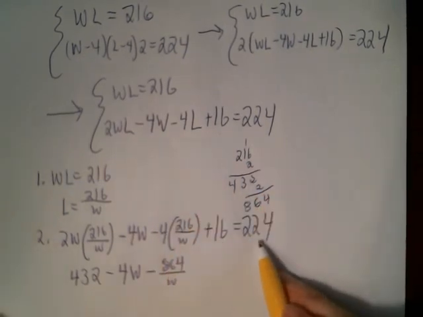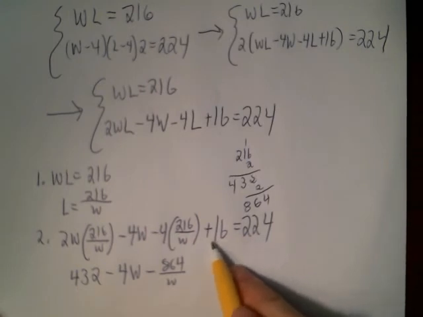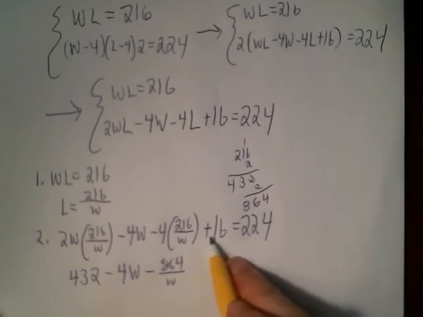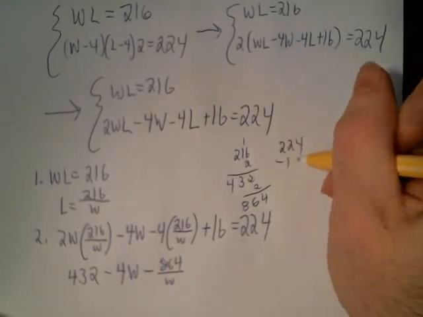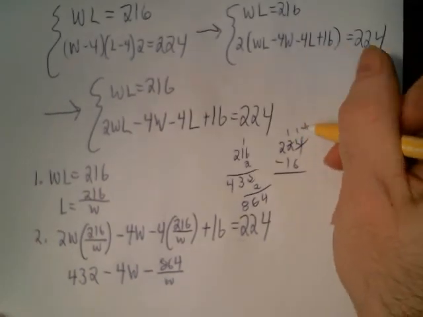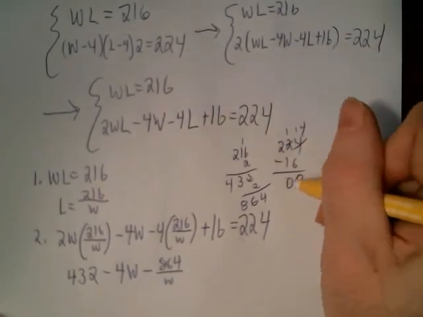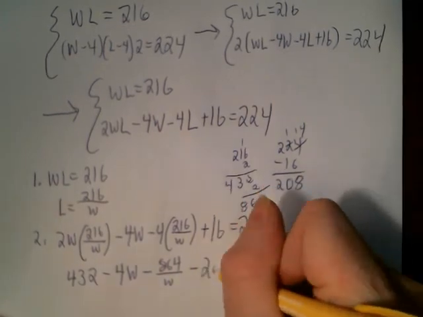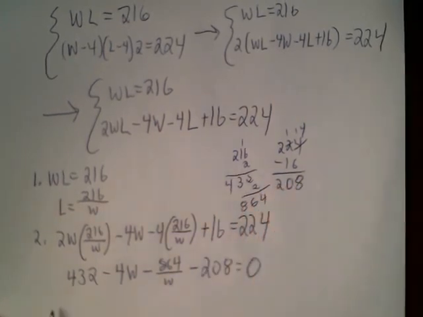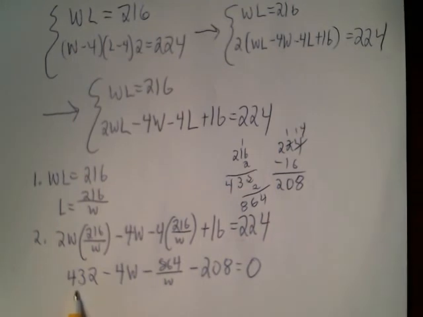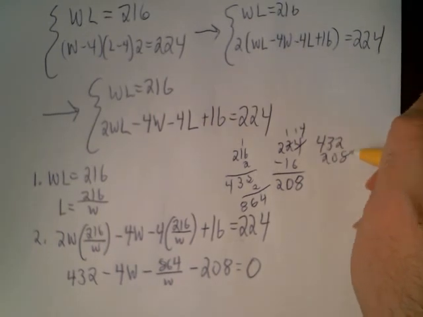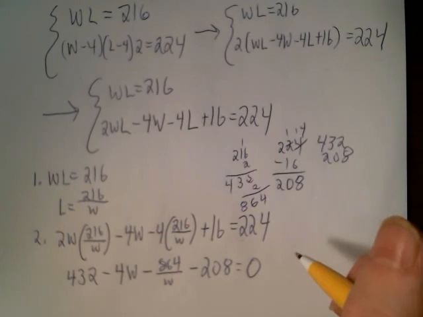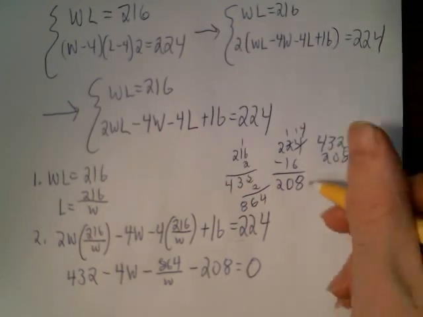Let's go ahead and move the 224 over here. It's going to end up being quadratic, so let's just move the 224 over. And so 208 minus 208 equals 0. I can combine the, whoops, did I do that right? Yeah, combine the 432 and the 208. Seems like I screwed something up. Well, I guess we'll find out.